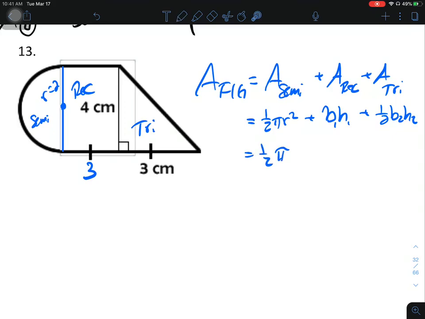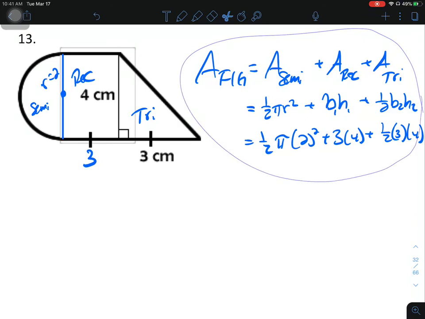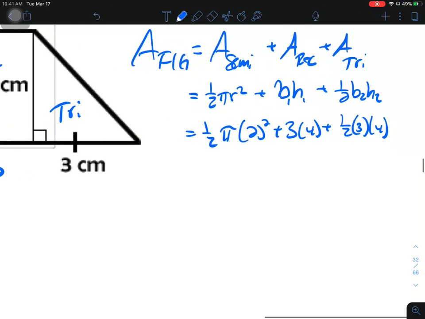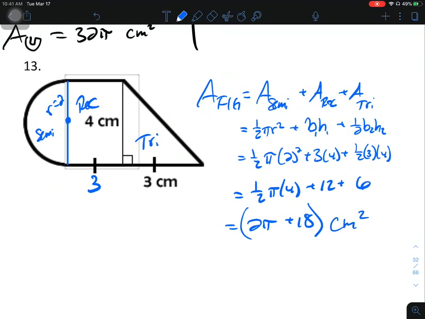And it turns out that's not true in either case, but they could have been. Semicircle, the radius we've established is 2. In the rectangle, the base is 3 and the height's 4. In the triangle, the base is 3 and the height's 4. I am running out of space. So 2 squared is 4, 3 times 4 is 12, half of 3 times 4 is 6, half of 4 is 2, 12 plus 6 is 18. So we're going to get 2 pi plus 18, and the units we are using here is centimeters, so it's square centimeters.